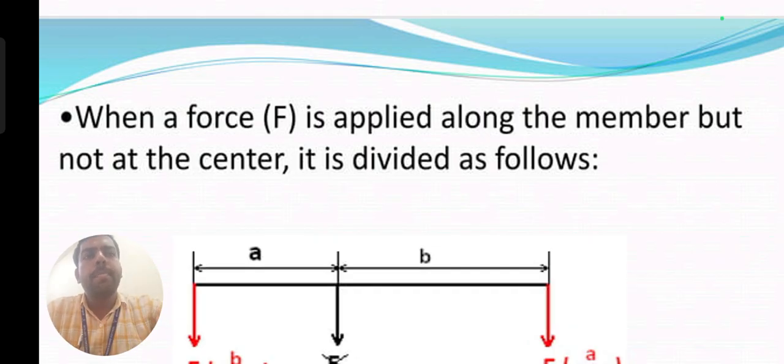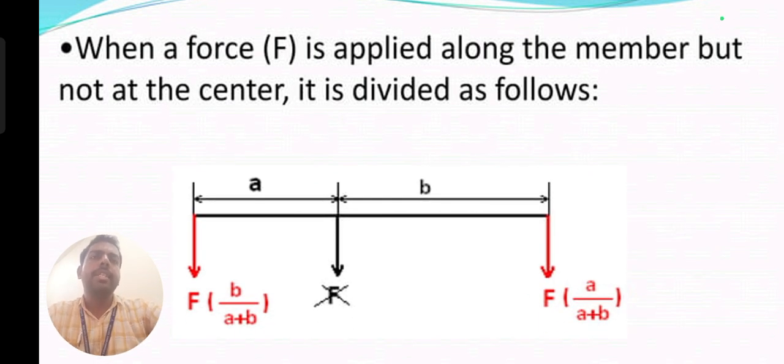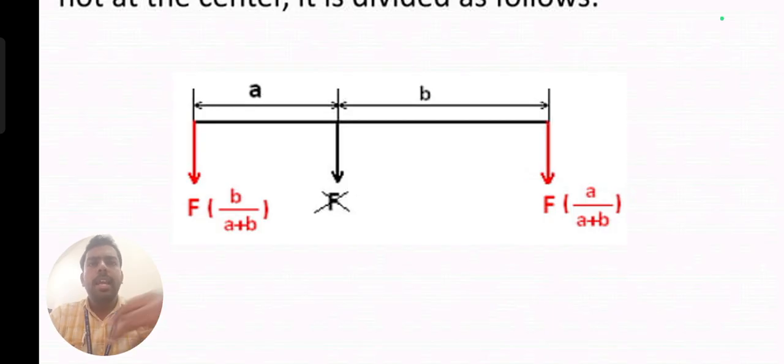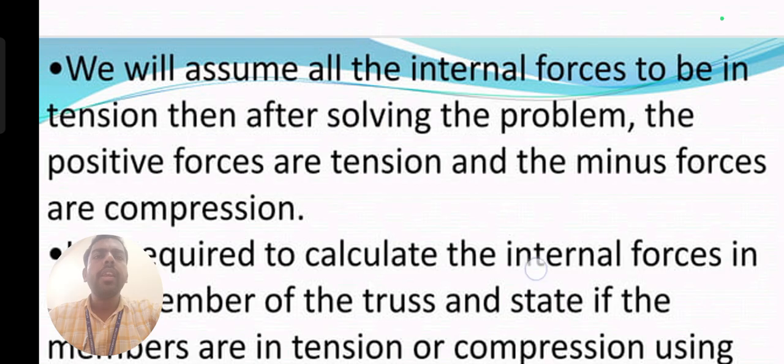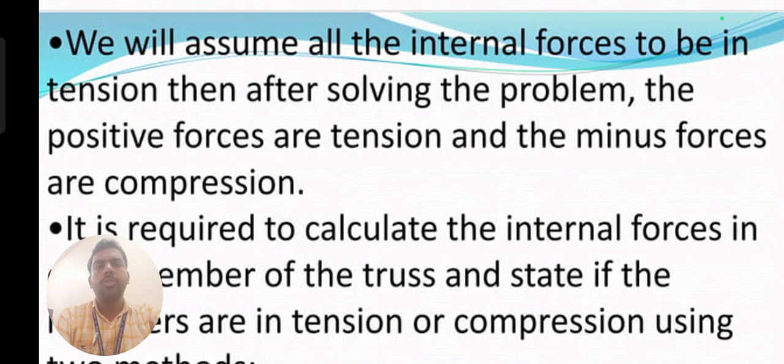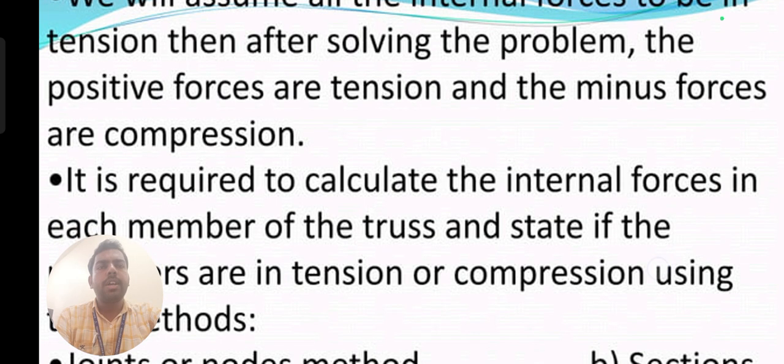When a force is applied along the member but not at its center, it is divided as follows. The load is not at the center, it has some eccentricity, which is called an eccentrically loaded member. So in that situation, how do we find the force on that particular frame? It is B by A plus B, or A by A plus B. We will assume all the internal forces to be in tension. Then after solving the problem, the positive forces are tensions and the negative forces are compressions.